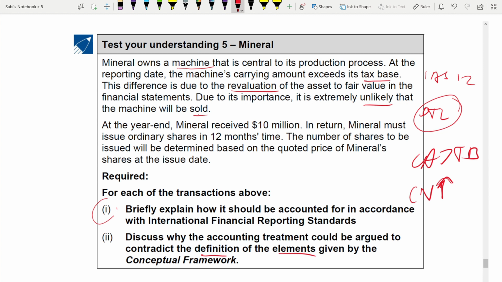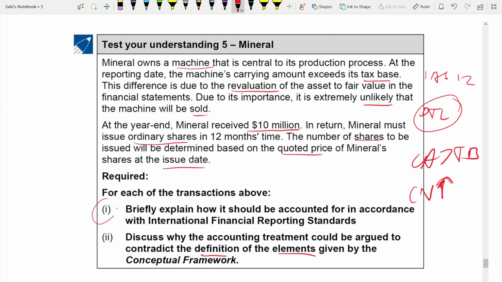At the year end, they received 10 million. In return, they must issue ordinary shares in 12 months' time. The number of shares to be issued will be determined based on the quoted price of mineral shares at the issue date. So these shares will be based on the quoted price at that issue date.